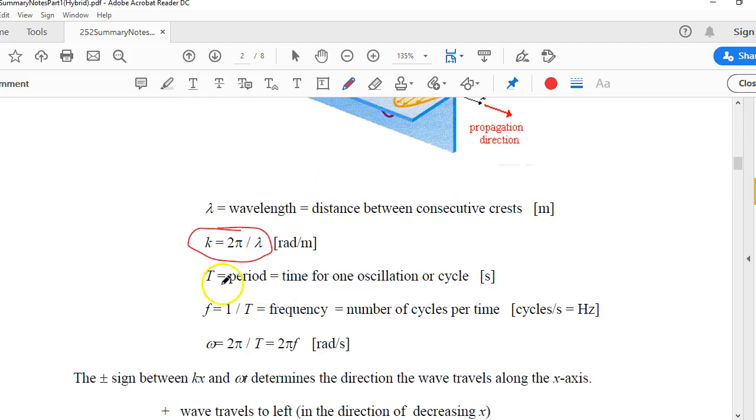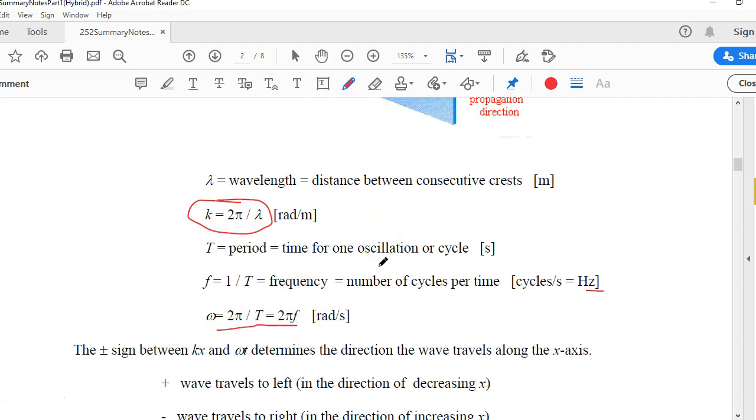We talked about the time for one cycle. That's the period, capital T. You're used to the period from circular motion, and possibly talked about wave motion before. The reciprocal of the period is the frequency, the number of cycles per time. If we're using seconds for the period, then the frequency would be cycles per second, which we call hertz. And then the angular frequency, omega, just like in circular motion, is 2 pi over the period, or 2 pi times the frequency.